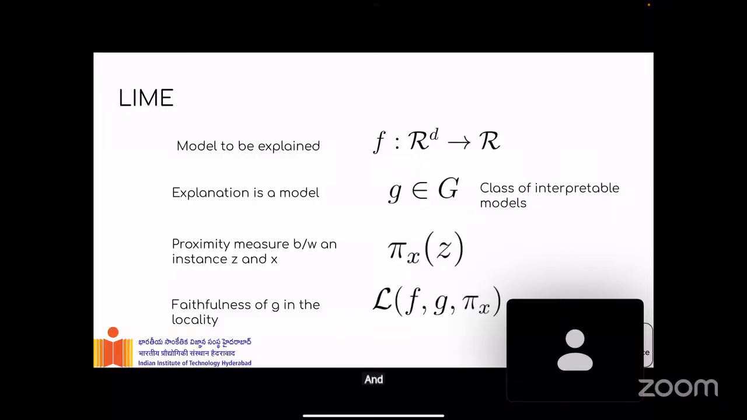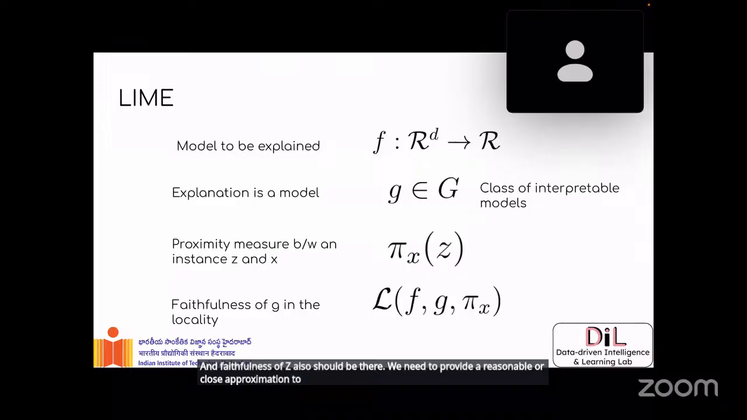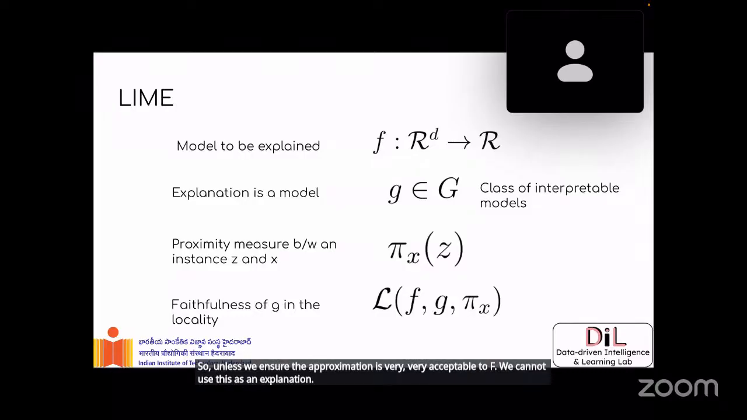And faithfulness should also be there. We need to provide a reasonable or close approximation to F with G. That is why we compare F and G within the phi neighborhood. So this final sentence is to approximate F very closely with G. Without a measure, we cannot say how close my G is to F, right? So unless we ensure the approximation is very acceptable to F, we cannot use this as an explanation.